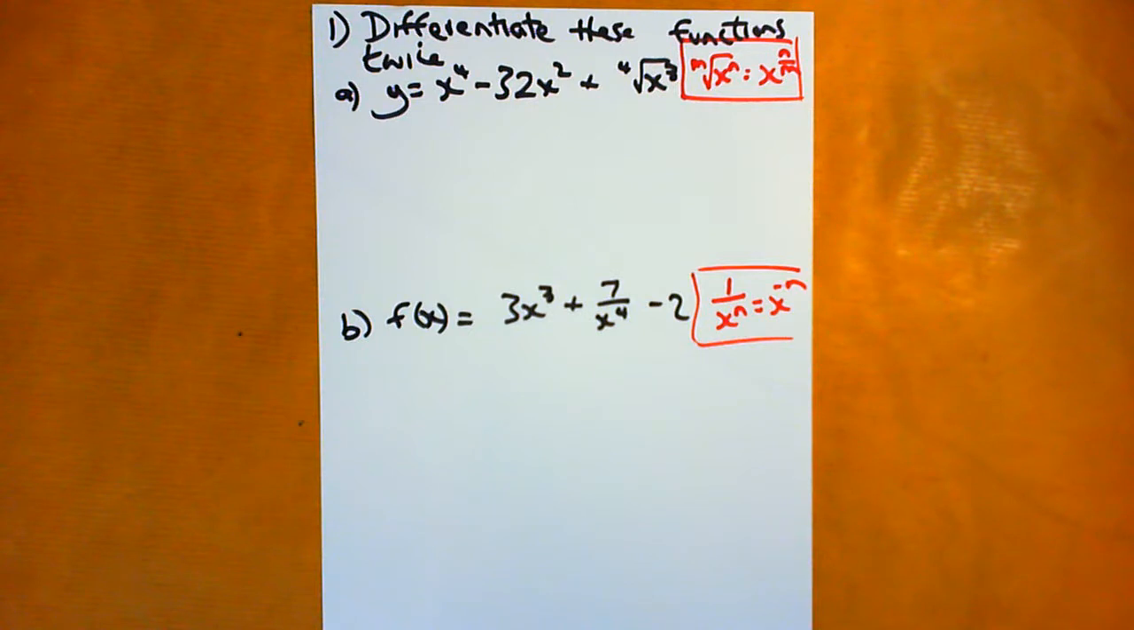Differentiate these functions twice. Firstly, y equals x to the power of 4 minus 32 x squared plus the fourth root of x cubed. And beside it you see something in red which is from the exponent section of the formula sheet, which will help us to set it up for differentiation.